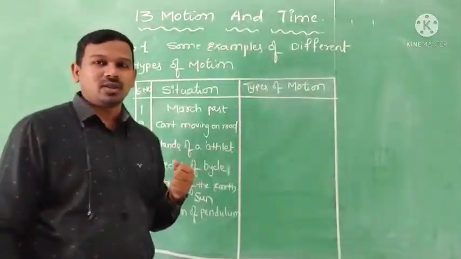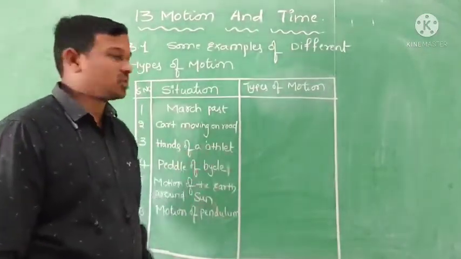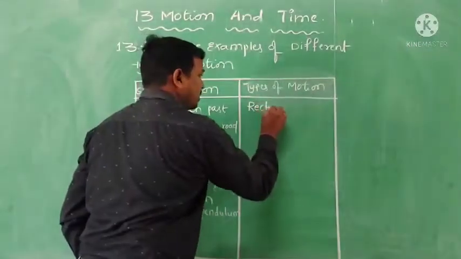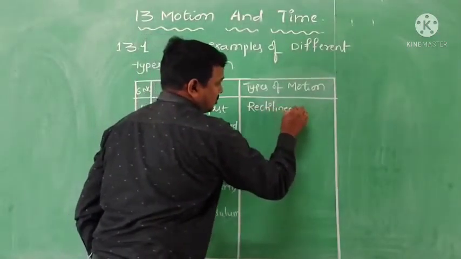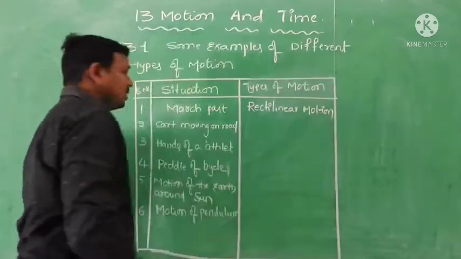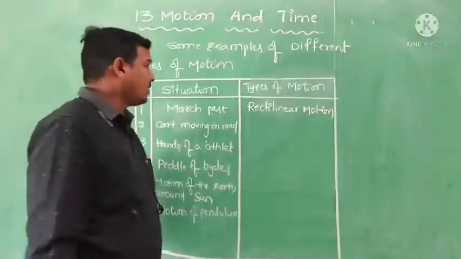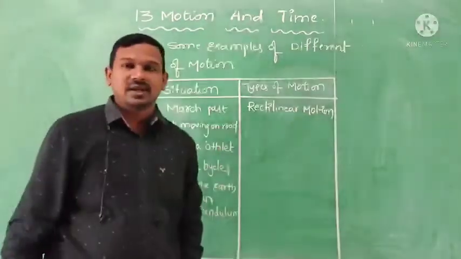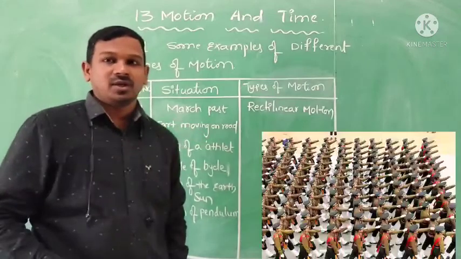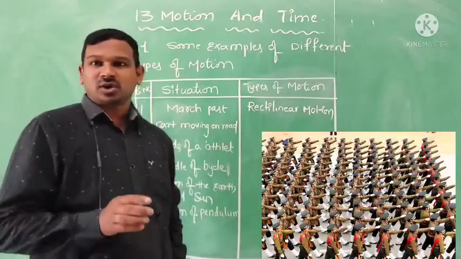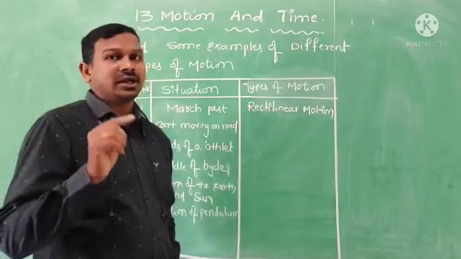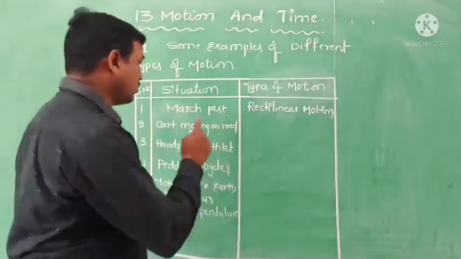The soldiers who are doing the march fast, what type of motion is it? It is a rectilinear motion. Why can we call march fast a rectilinear motion? Because the body will go in a straight line direction without any interruption, not taking any curves. The body which follows a straight line direction, that type of motion we call a rectilinear motion.